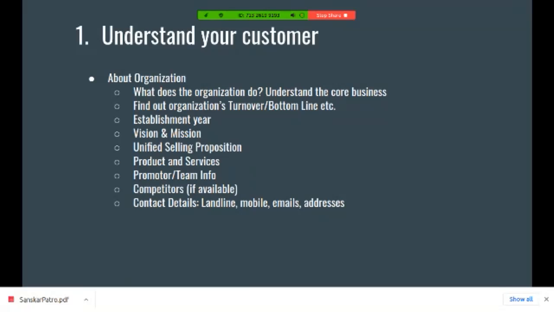Then you can also ask about the unique selling proposition: why this company is different from any other company in the world, and what is unique about them. This will help you in identifying on the website itself what the unique selling proposition of the company is, and you can sell the product accordingly. Products and services will help you go into more in-depth insight into what kind of products or services the customer deals in and for what purpose the website is being developed.